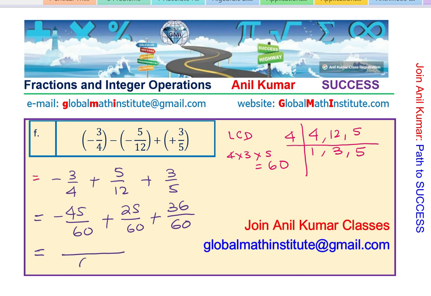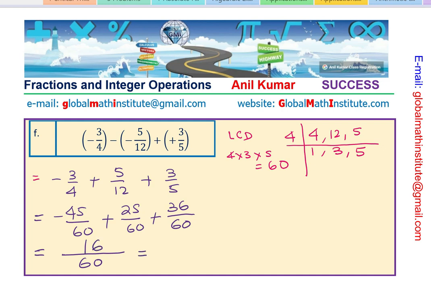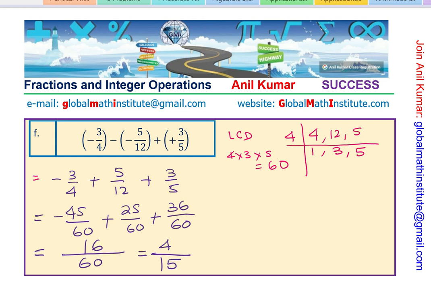60 is the common denominator. So you can add 25 and 36, or you can just go ahead. Minus 45 plus 25 is minus 20. Take away 20 from 36 will give us 16, right? You can simplify this, dividing both by 4, for example. So 4 over 15 is your final answer. You see how we can do all these questions, simple as that.